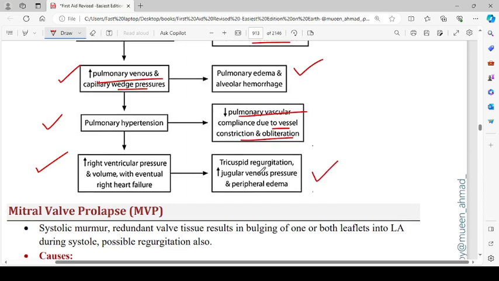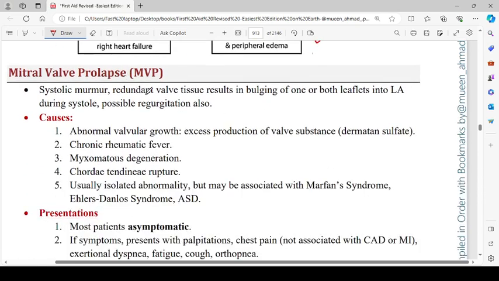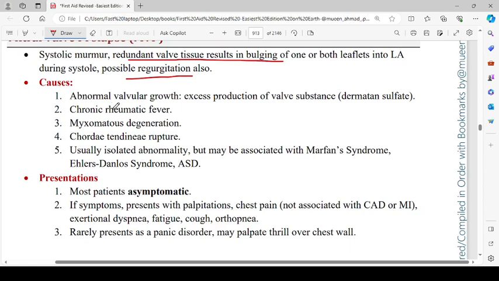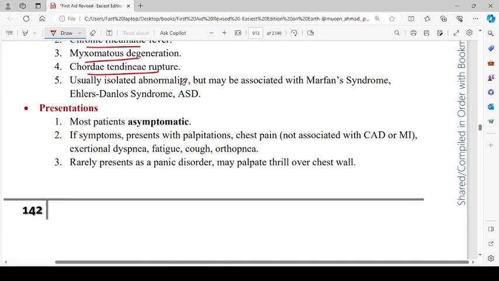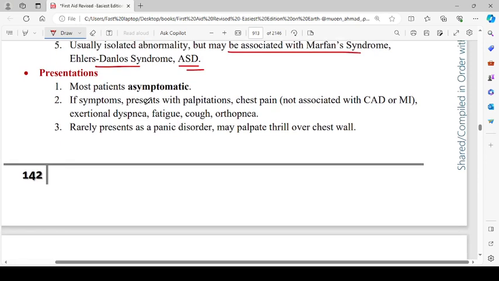Then comes mitral valve prolapse. It causes a systolic murmur; redundant valve tissue results in bulging of one or both leaflets into the left atrium during systole. Possible regurgitation also occurs. Causes include abnormal valvular growth, excess production of valve substance, that is dermatan sulfate, chronic rheumatic fever, myxomatous degeneration, and chordae tendineae rupture. It is usually an isolated abnormality but may be associated with Marfan's syndrome, Ehlers-Danlos syndrome, and atrial septal defect. Presentation: most patients are asymptomatic.